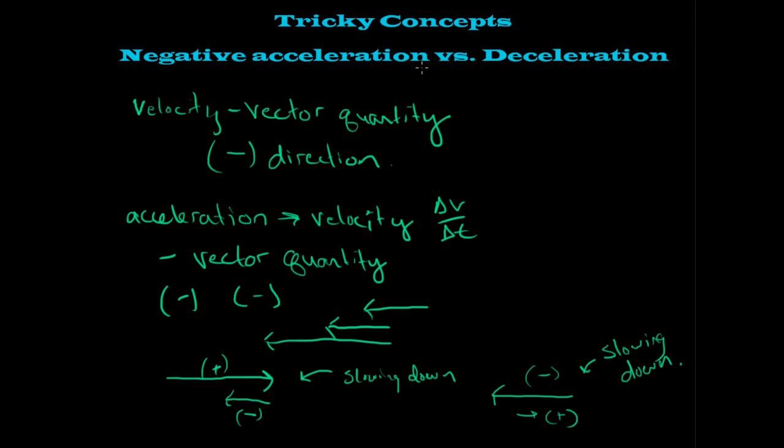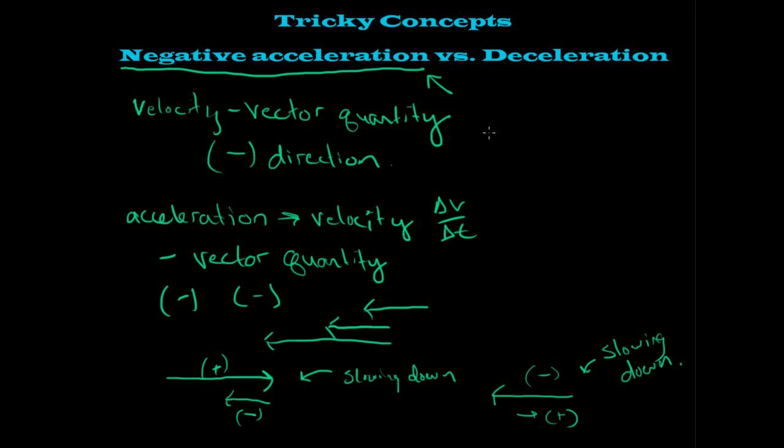So, when you see a negative acceleration, don't automatically assume that the object is slowing down. Take a look at the rest of the problem. Try to find out about the velocity or anything like that so you can get a clearer picture of what is actually happening to that object. Don't assume that the object is slowing down just because it has a negative acceleration. This is very important.